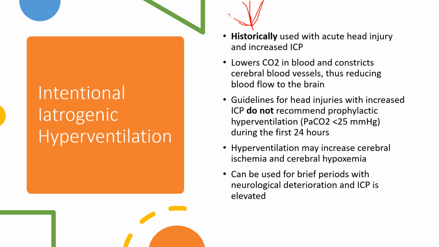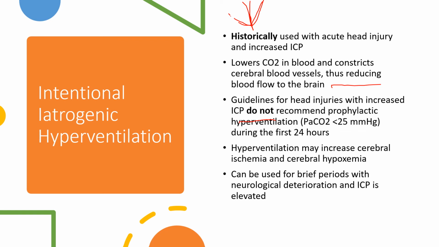Hyperventilation was used in acute head injury patients that had high intracranial pressures. The thought is that it lowers the CO2 in the blood and will cause constriction of the cerebral blood vessels and reducing blood flow to the brain, which in theory would help decrease their ICP. So the guidelines for head injuries with increased ICP do not, notice I made that bold, do not recommend prophylactic hyperventilation. So that means CO2 is less than 25 during the first 24 hours. So they don't recommend that anymore.